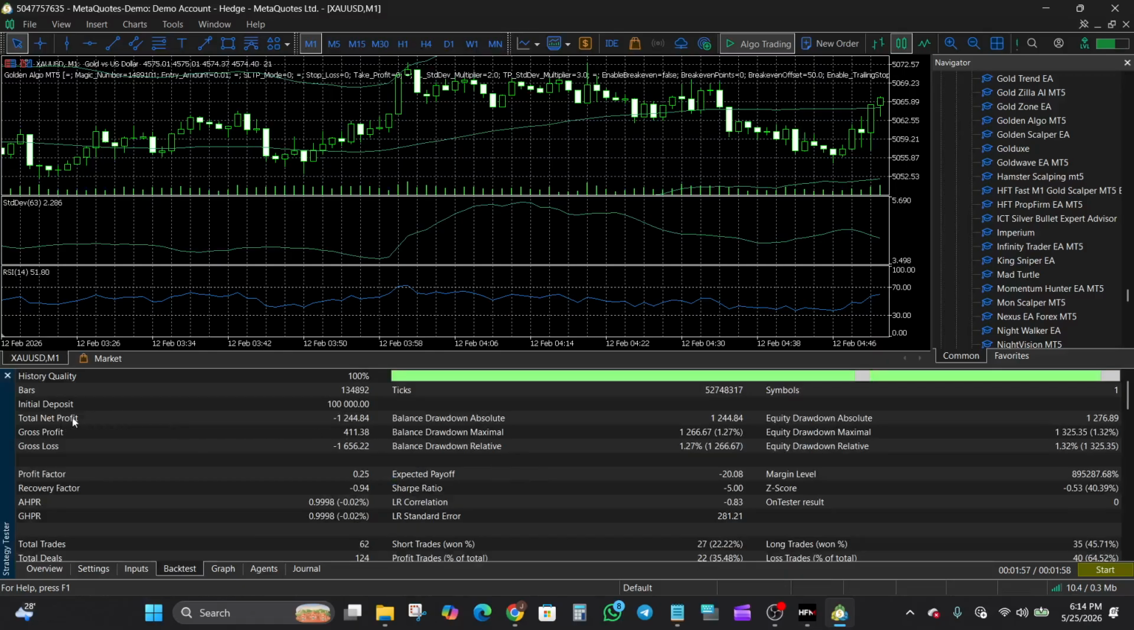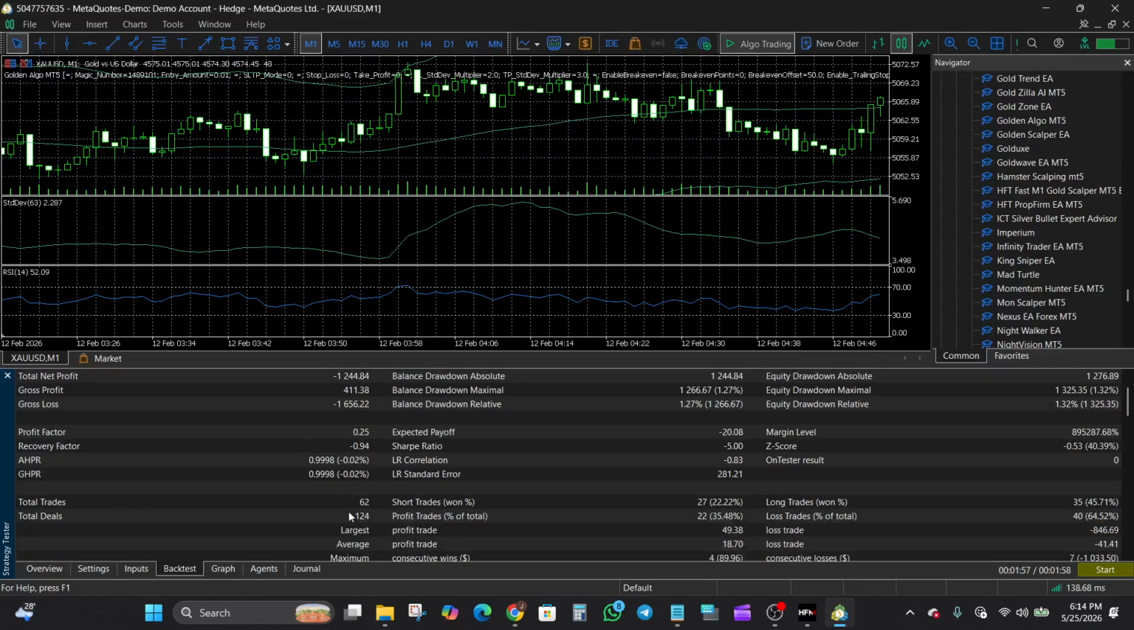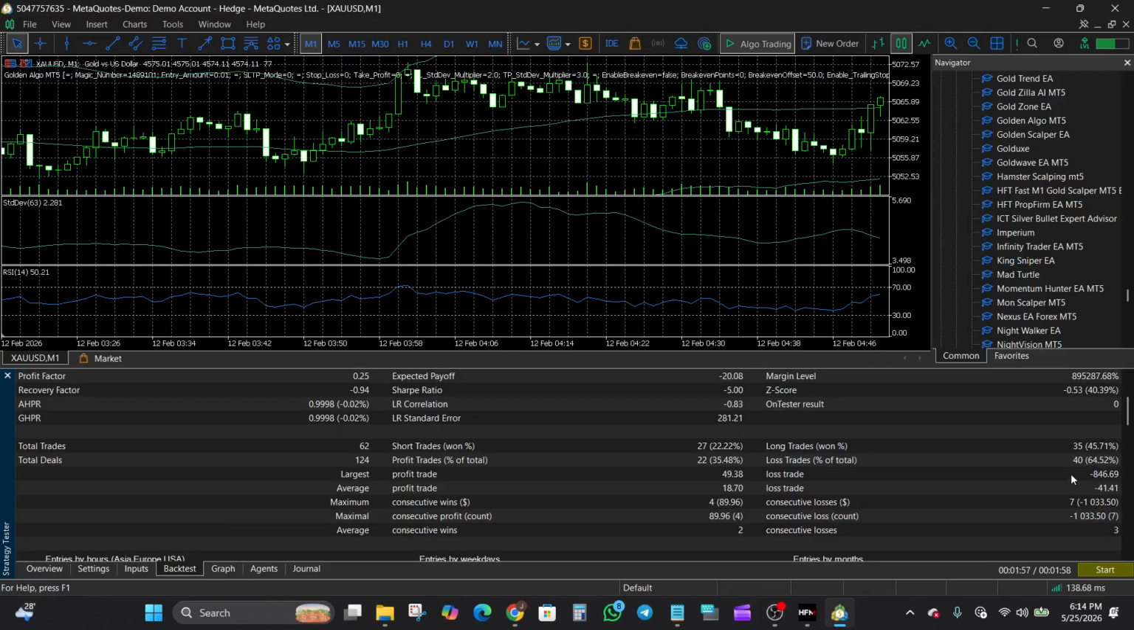We can see that from an initial deposit of $100,000, the total net profit was negative $1,244.84, and we can see that the total trades taken were 62, short trades were 27 with 22.22% win rate, long trades were 35 with 45.71% win rate.